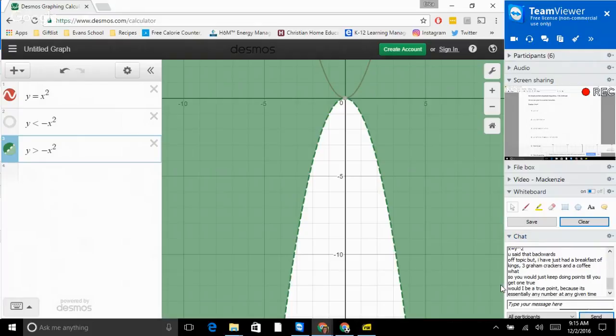So Elijah says, so you would just keep doing points till you get one true. Yeah, so Elijah, you want to pick one that's clearly either inside the parabola or clearly outside the parabola, and preferably an easy one with a 0 in it. So one on the x or y axis. But once you've figured out one point is true or not, then it's okay.